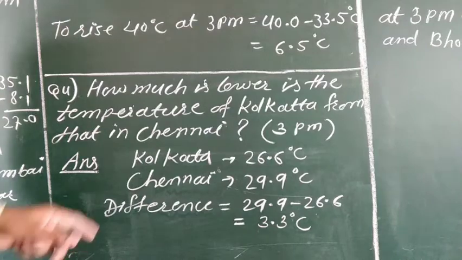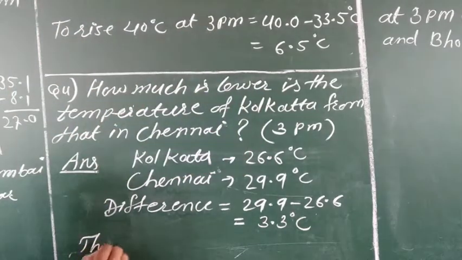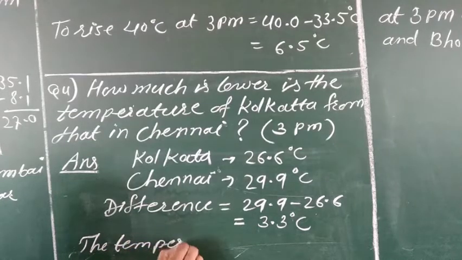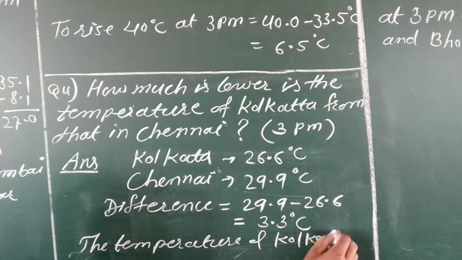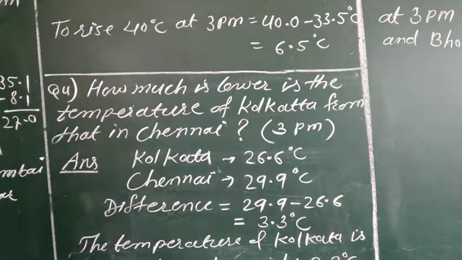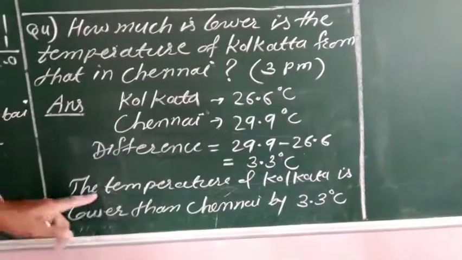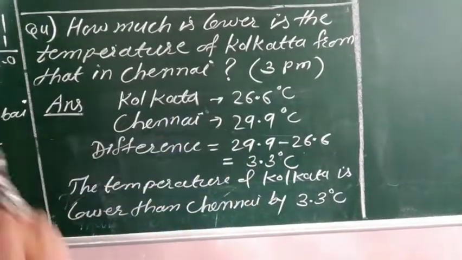So what can we write here now? How much is the temperature of Kolkata lower? So see, the temperature of Kolkata is lower than Chennai by 3.3 degrees Celsius. Okay, now see here, the temperature of Kolkata is lower than Chennai by 3.3 degrees Celsius.